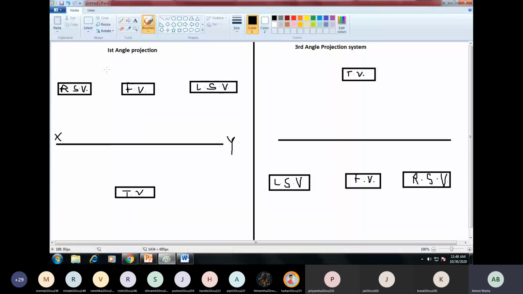You note this: the side view is aligned with the front view, whether we are using the first angle projection system or the third angle projection system. Both are aligned towards the front view. And when we are using the first angle projection, left side view is on the right, right side view is on the left. But in the third angle projection, this is not the case. Left side view is on the left, right side view is on the right.